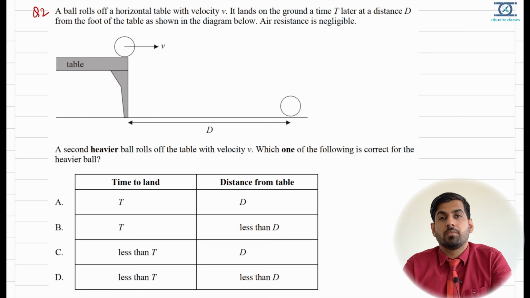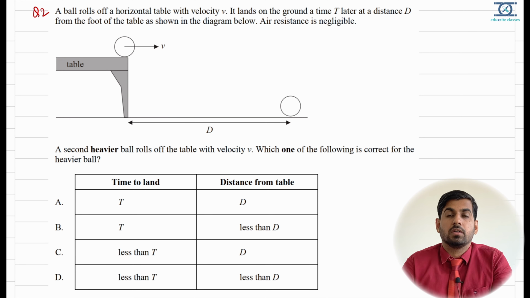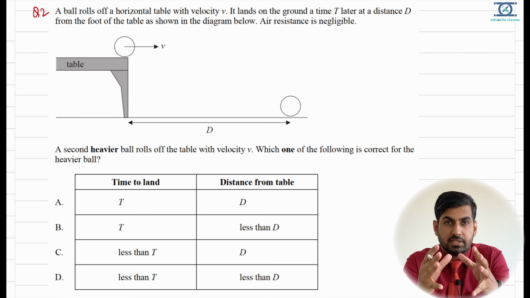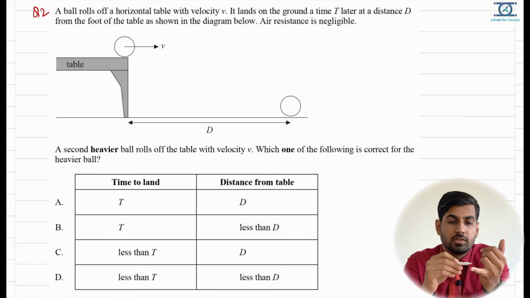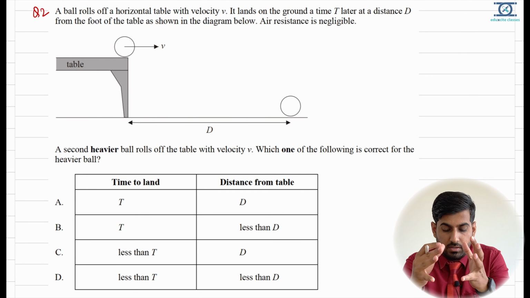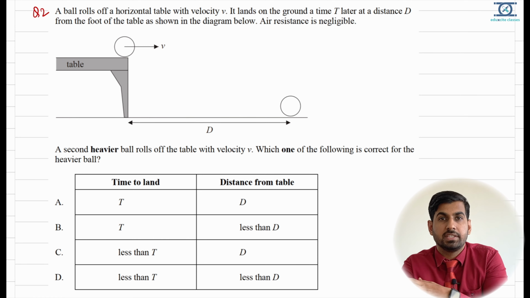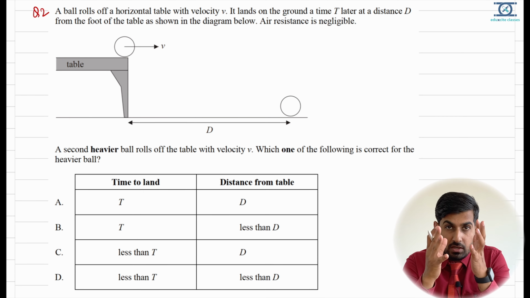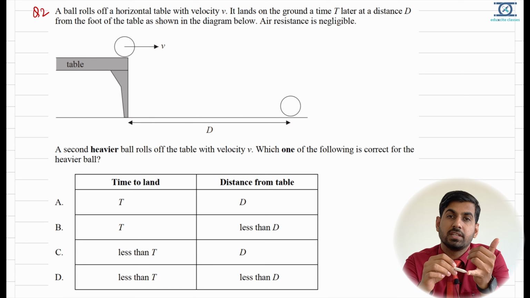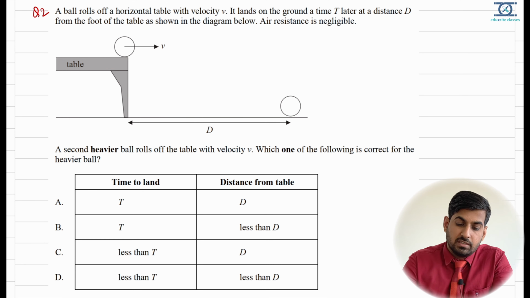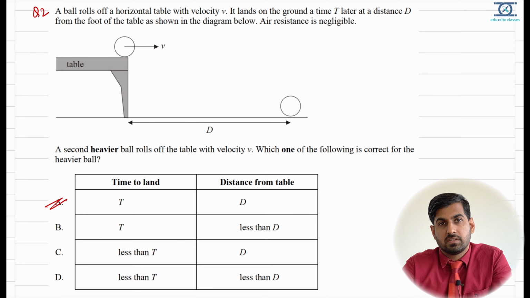This is the very important concept you have to remember. There is no role of mass in the projectile. So whether you are throwing a ball, a stone, or a cannonball, the time it takes, or the distance or the horizontal range, will remain the same, because we are not considering the air resistance. If air resistance is negligible, then there will be the same time and the same horizontal distance.